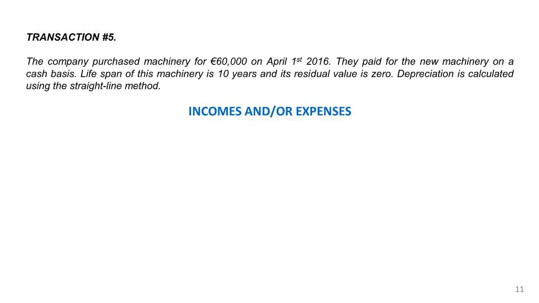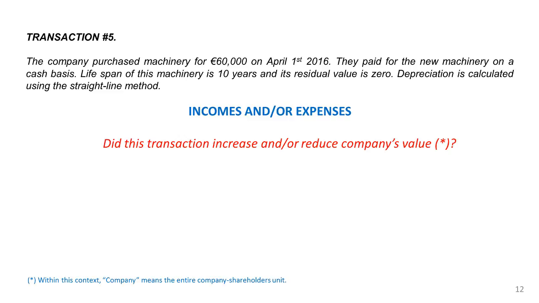We identify now the potential incomes and/or expenses accrued in 2016 regarding the purchase of the machine. We proceed as in the previous transaction. If the company's value increases, or in other words, if Copen's wealth increases due to the purchase of the machine, we will be able to state that this transaction generates incomes. On the other hand, if the company's value decreases, or in other words, if Copen's wealth decreases due to the purchase of the machine, we will be able to state that this transaction involves an expense.